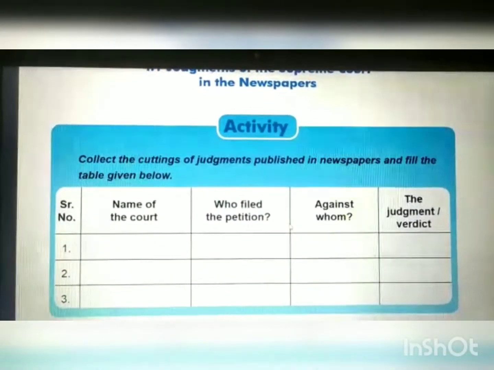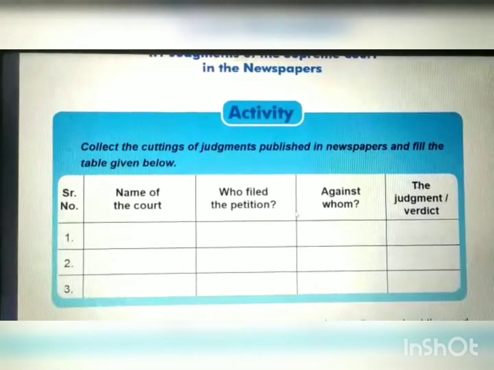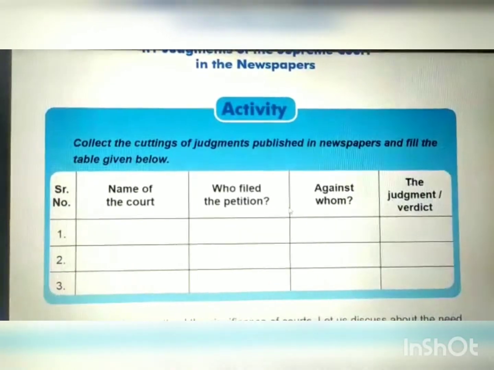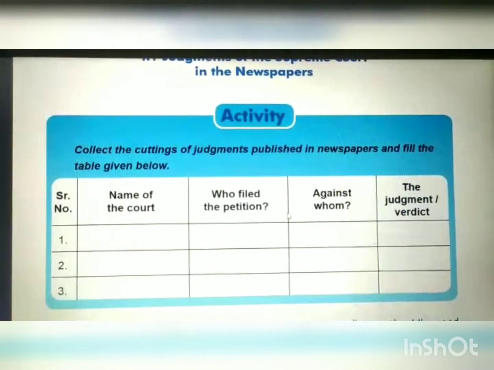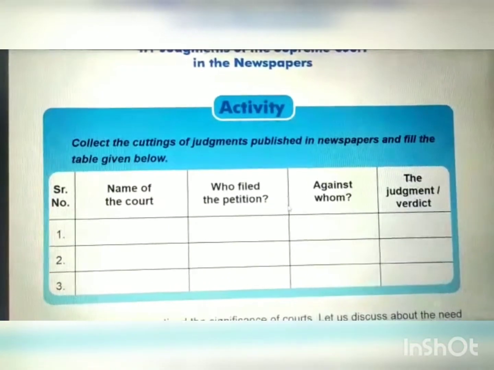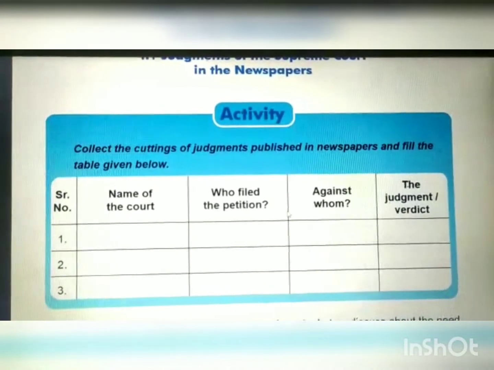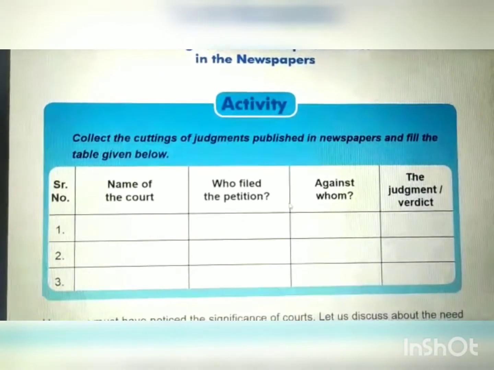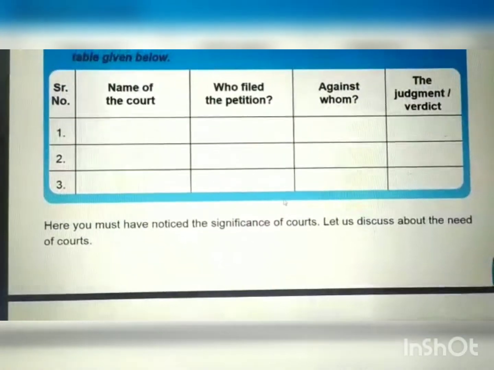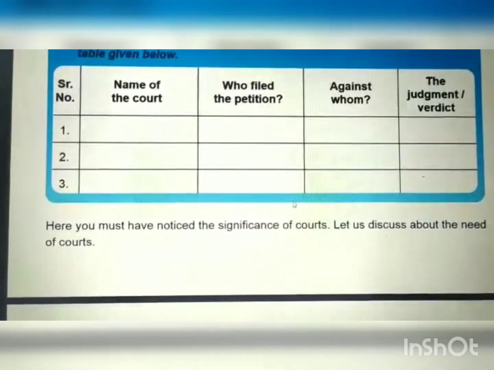Here one activity is also given in which we have to collect some cuttings of judgments which were published in the newspapers and fill the table given below. First, in the first column, you can write the name of the court and who had filed a petition. Petition means who had filed a complaint and against whom, and what was the judgment given by the court. And from this we can notice what is the importance of court.